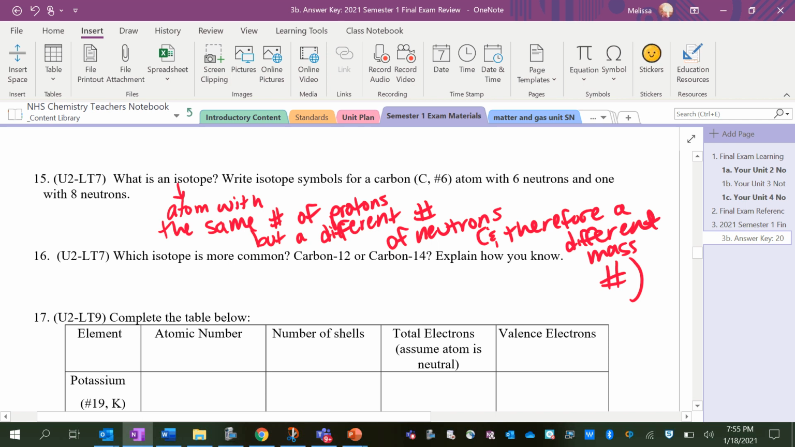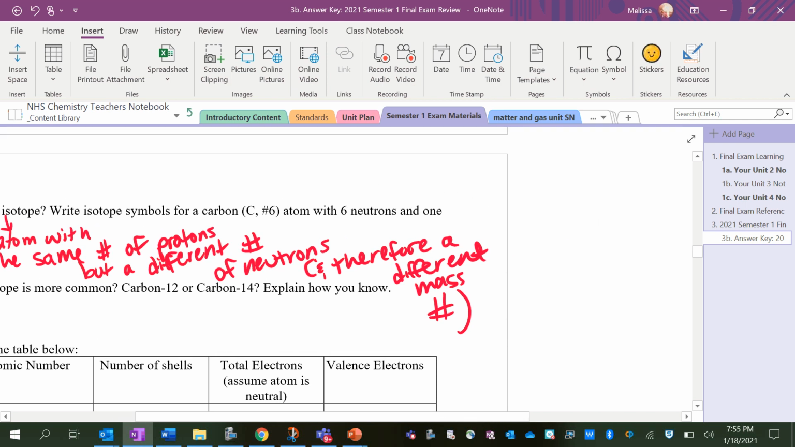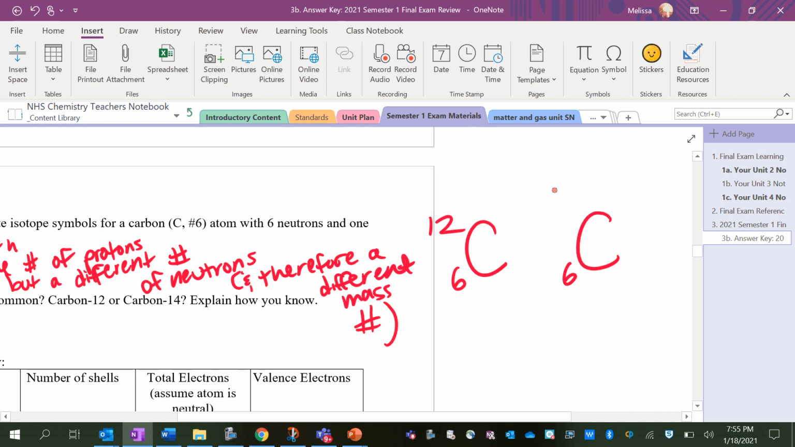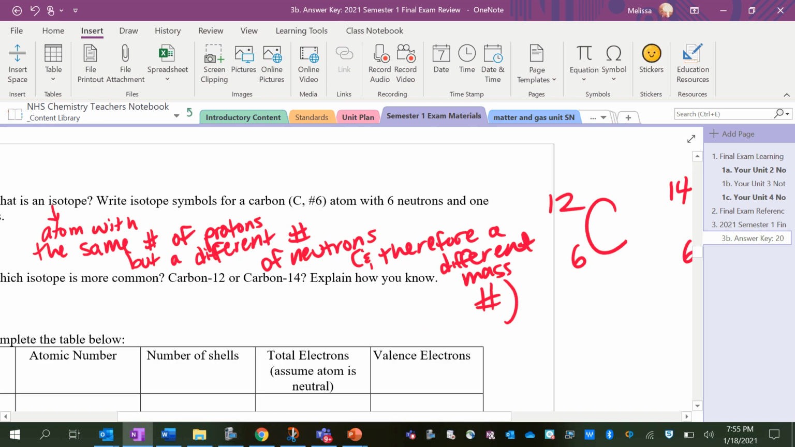So it says write the isotope symbols for a carbon atom with 6 neutrons and then one with 8 neutrons. So carbon's number 6, and that goes in the bottom left. If one has 6 neutrons, you do 6 plus 6, that's 12 for the mass number. And then 6 plus 8, that's 14 for the mass number. So those would be isotope symbols for those two isotopes of carbon.